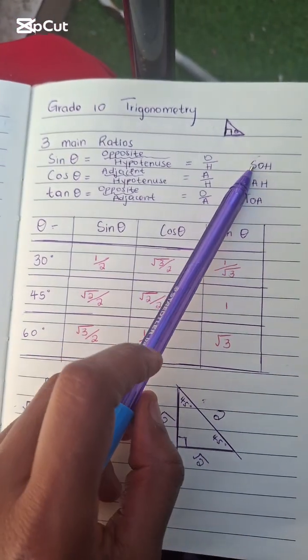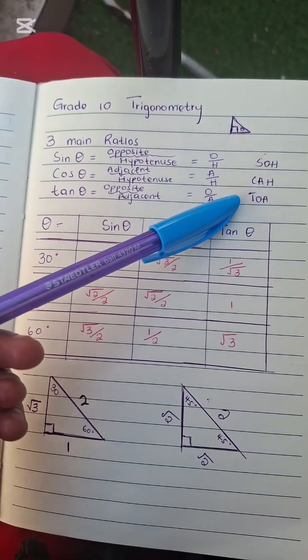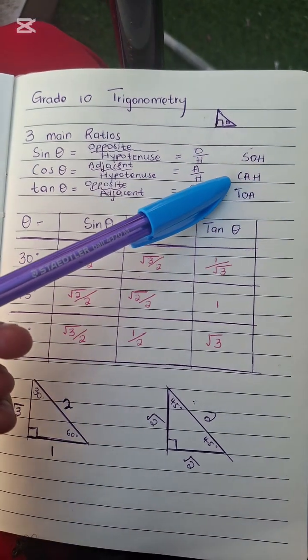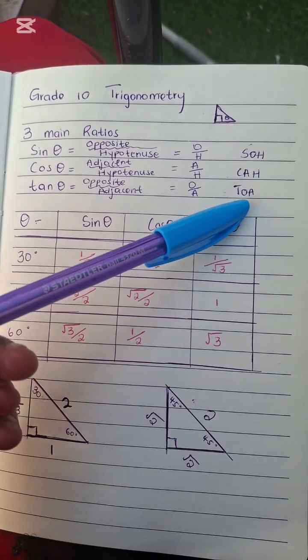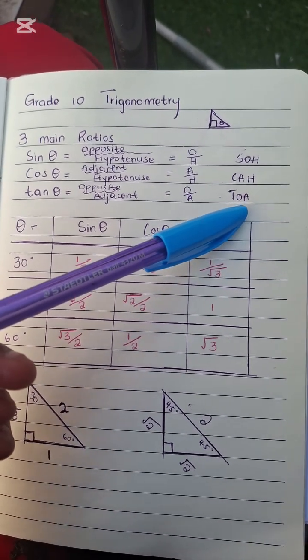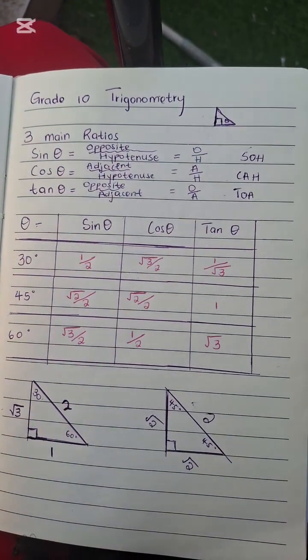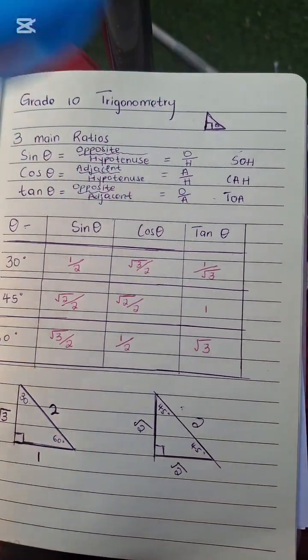That is where this comes in. SOH CAH TOA. It's for you to be able to remember that sine is always opposite over hypotenuse. Cos is always adjacent, which is the side next to it, over hypotenuse. Tan is always the side opposite over the side next to it, next to the angle. SOH CAH TOA is for you to remember what is over what.